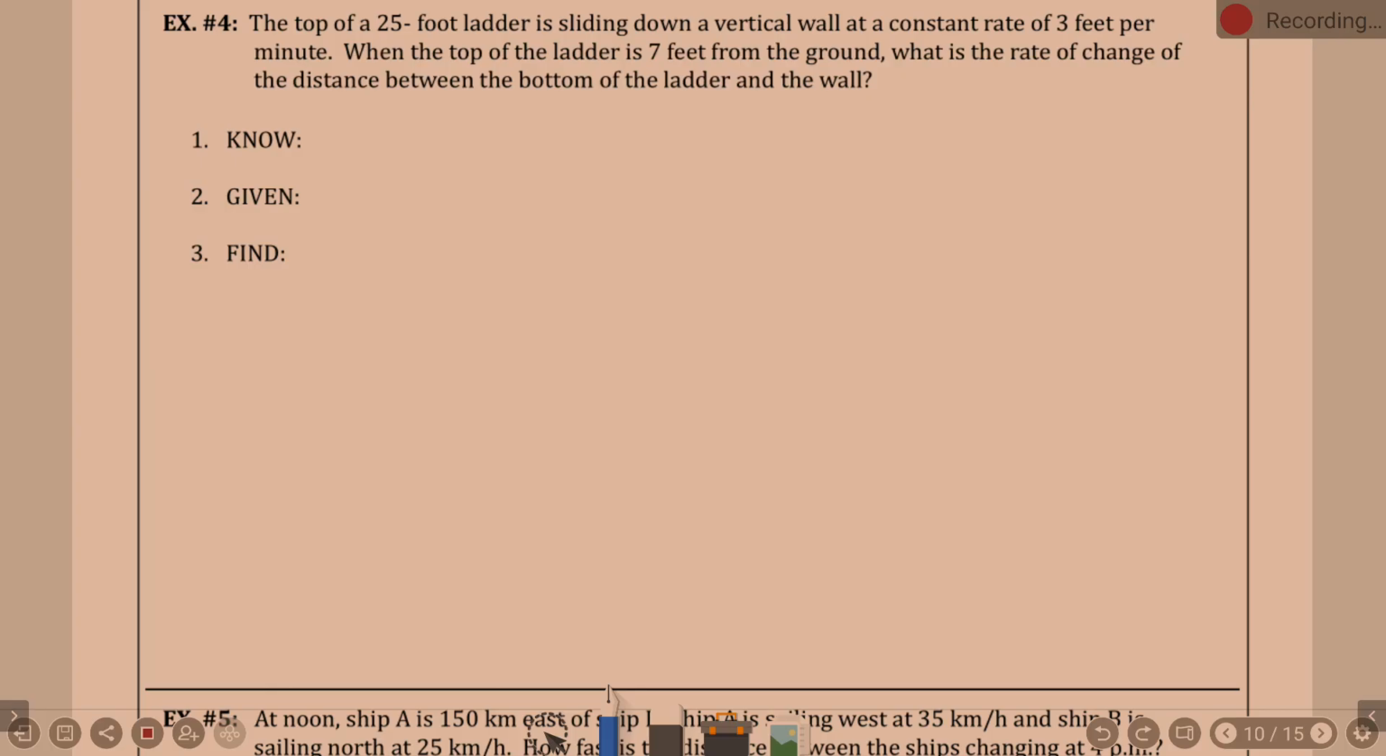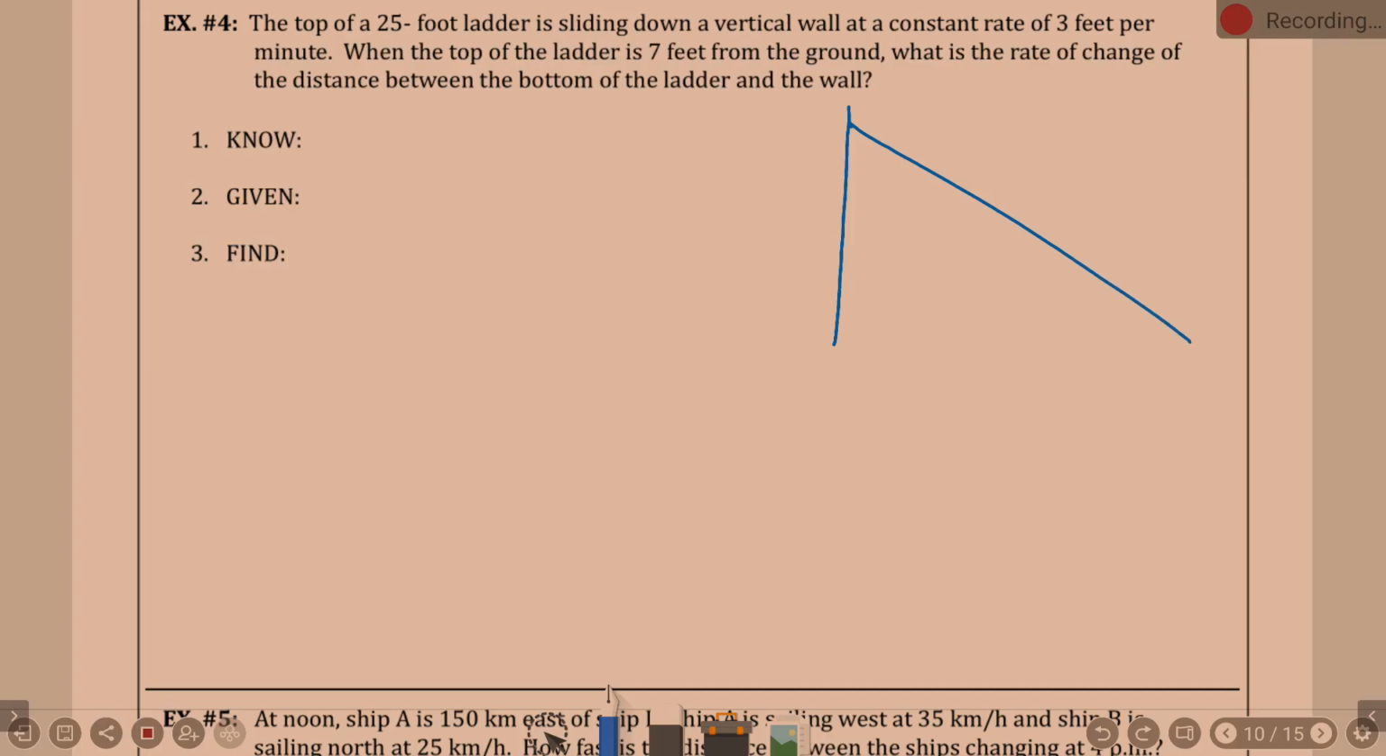Okay? So, we haven't necessarily on the others as much, but if you go back to those steps, one of the first things it suggests is we need to draw a picture. The top of a 25-foot ladder is sliding down a vertical wall. So, here is my wall. Here is my ladder.